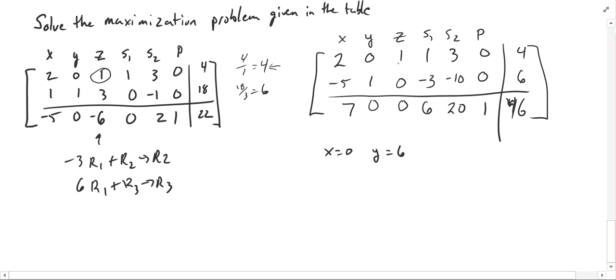Z looks like a nice column again. It's got the 1 and all the zeros, and the 1 lines up with the 4, so Z is equal to 4. S1 is messy, so I'm going to set it equal to 0. S2 has all sorts of messy numbers in it, so I'm going to set it equal to 0. And the P has a 1 that lines up with the 46, so P is equal to 46. So our maximum value is 46 when X equals 0, Y equals 6, and Z is equal to 4. And we will have 0 values for our slack variables. We'll be using up all of our resources.